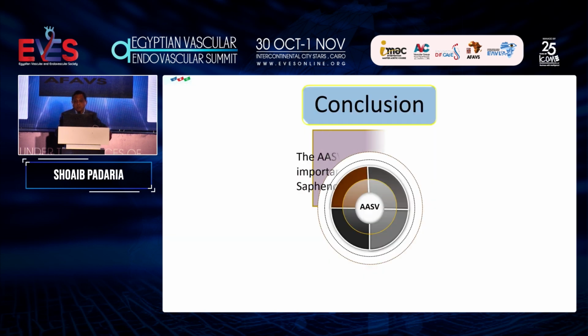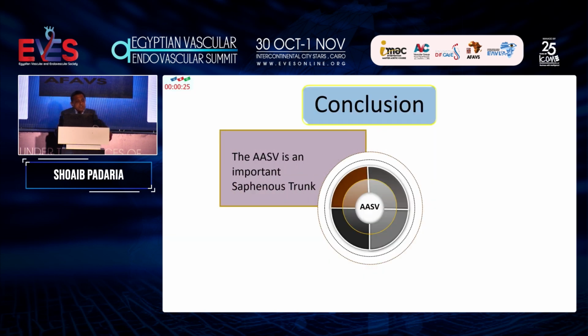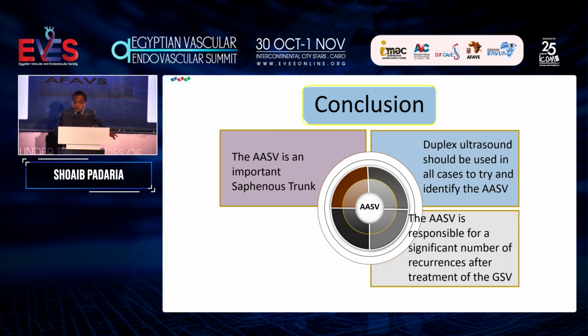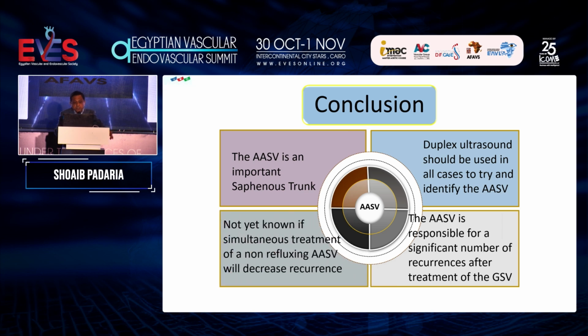So in conclusion, ladies and gentlemen, the ASV is an important saphenous trunk. Duplex ultrasound should be used in all cases to try and identify the ASV. The ASV is responsible for a significant number of cases of recurrence after treatment of the GSV, but we do not as yet know whether simultaneous treatment of a non-refluxing ASV will decrease recurrence.